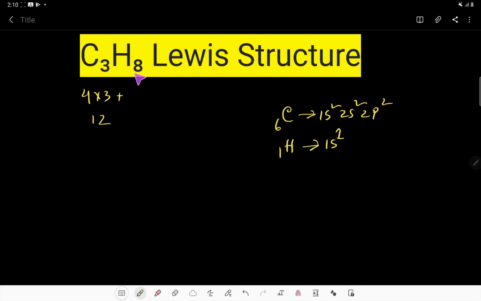Then we have hydrogen. Hydrogen is an element of group 1A, that is why it has 1 valence electron, but here we have 8 hydrogen atoms, so multiply by 8. So totally in the C3H8 molecule we have 20 valence electrons.